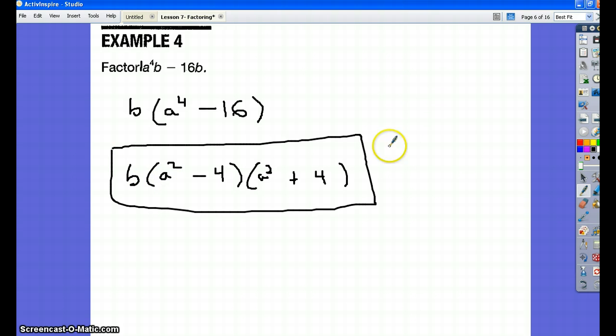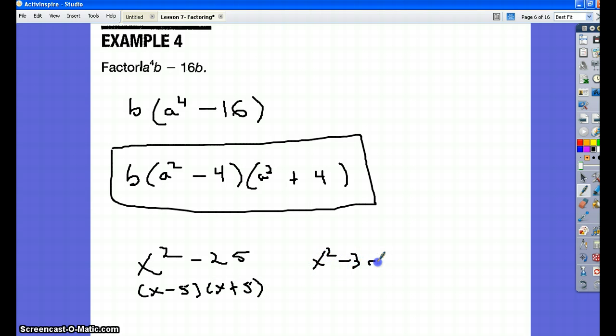So if this is, for instance, x squared minus 25, that's just going to be x minus 5, x plus 5. Say it was x squared minus 36. It's going to be x plus 6, x minus 6. And say you had x squared minus 49. That's going to be x minus 7, x plus 7.